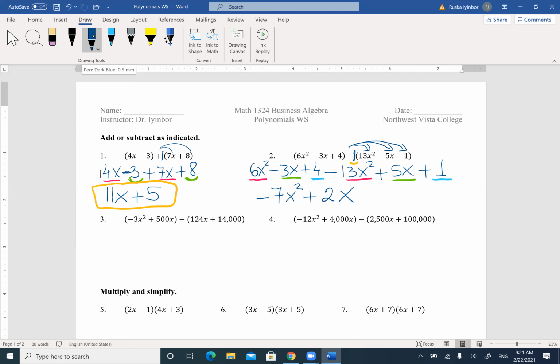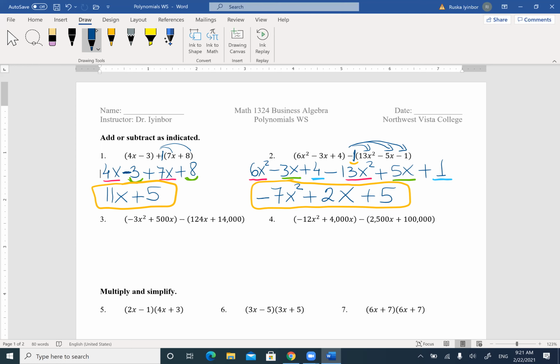And then you combine the numbers. 4 and 1 is plus 5. And this is my final answer. There's nothing else to do. You can't do anything else. You just combine the like terms. Okay? And then you're going to do the next one the same way. You're going to take off the parentheses and then combine like terms. So let's go ahead and do number 3.